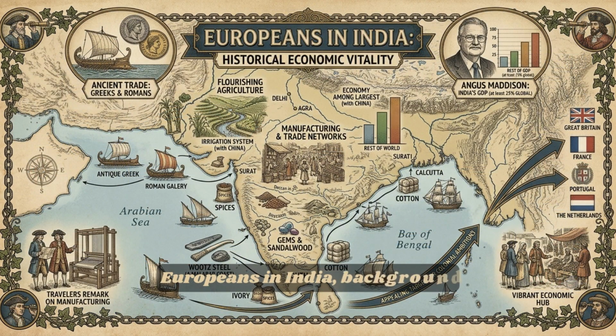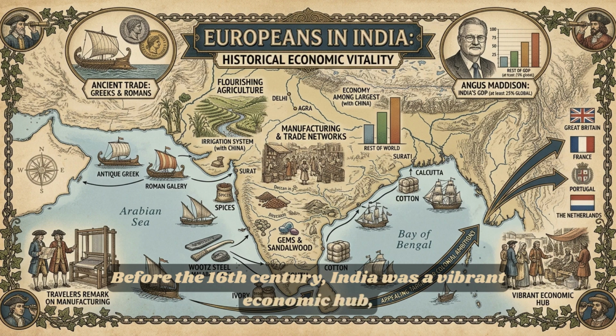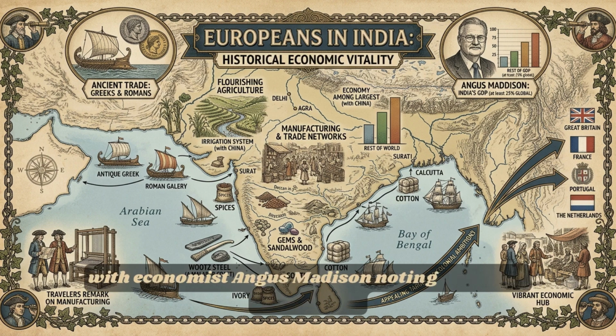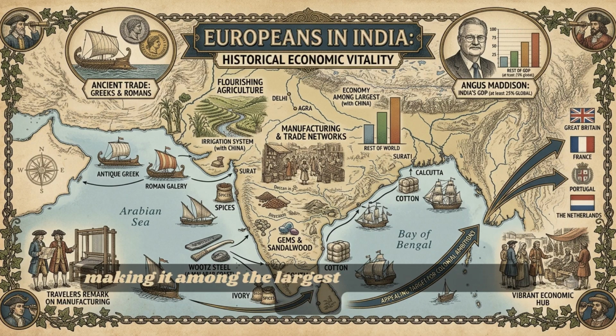Europeans in India. Background. India had a long history of trade dating back over two millennia with Greeks and Romans, exporting spices, cotton, ivory, gems, sandalwood, and Wootz steel. Before the 16th century, India was a vibrant economic hub, with economist Angus Maddison noting that India represented at least a quarter of the world's gross domestic product, making it among the largest economies alongside China.